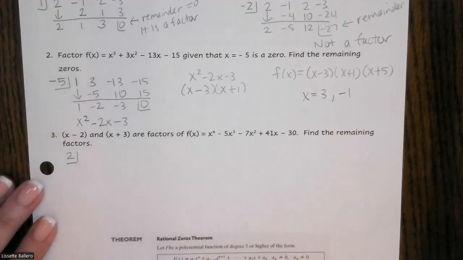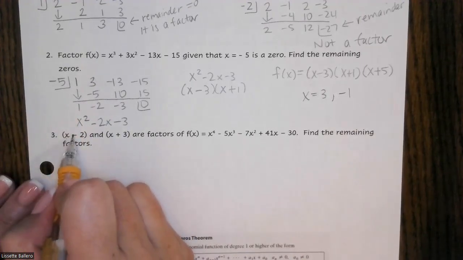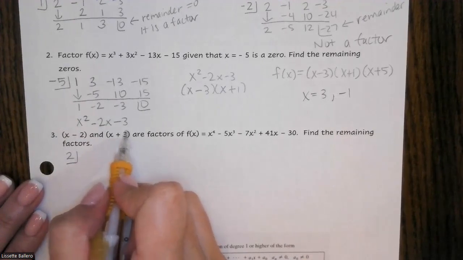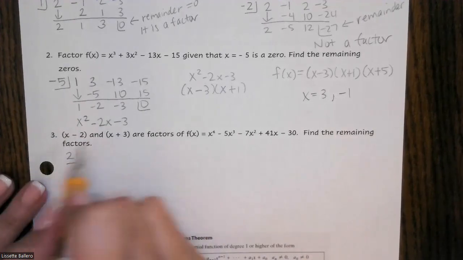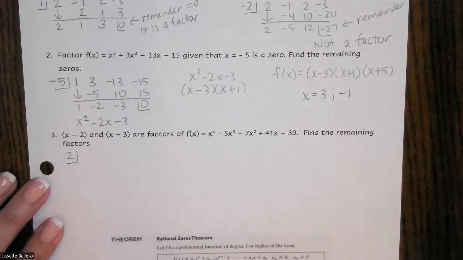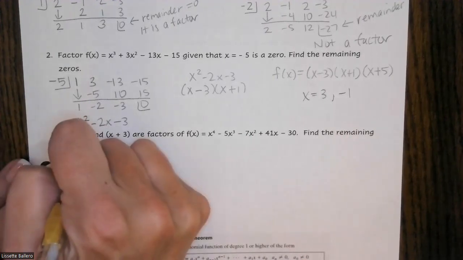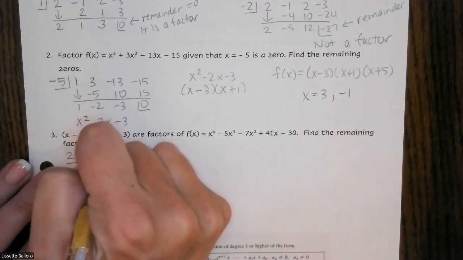I start with the 2. And really, you could start with either one. So if you wanted to start with a -3, you could. But I'm going to go ahead and start with the first one that's there. So 2 is my first root. And then I'm going to put my coefficients.